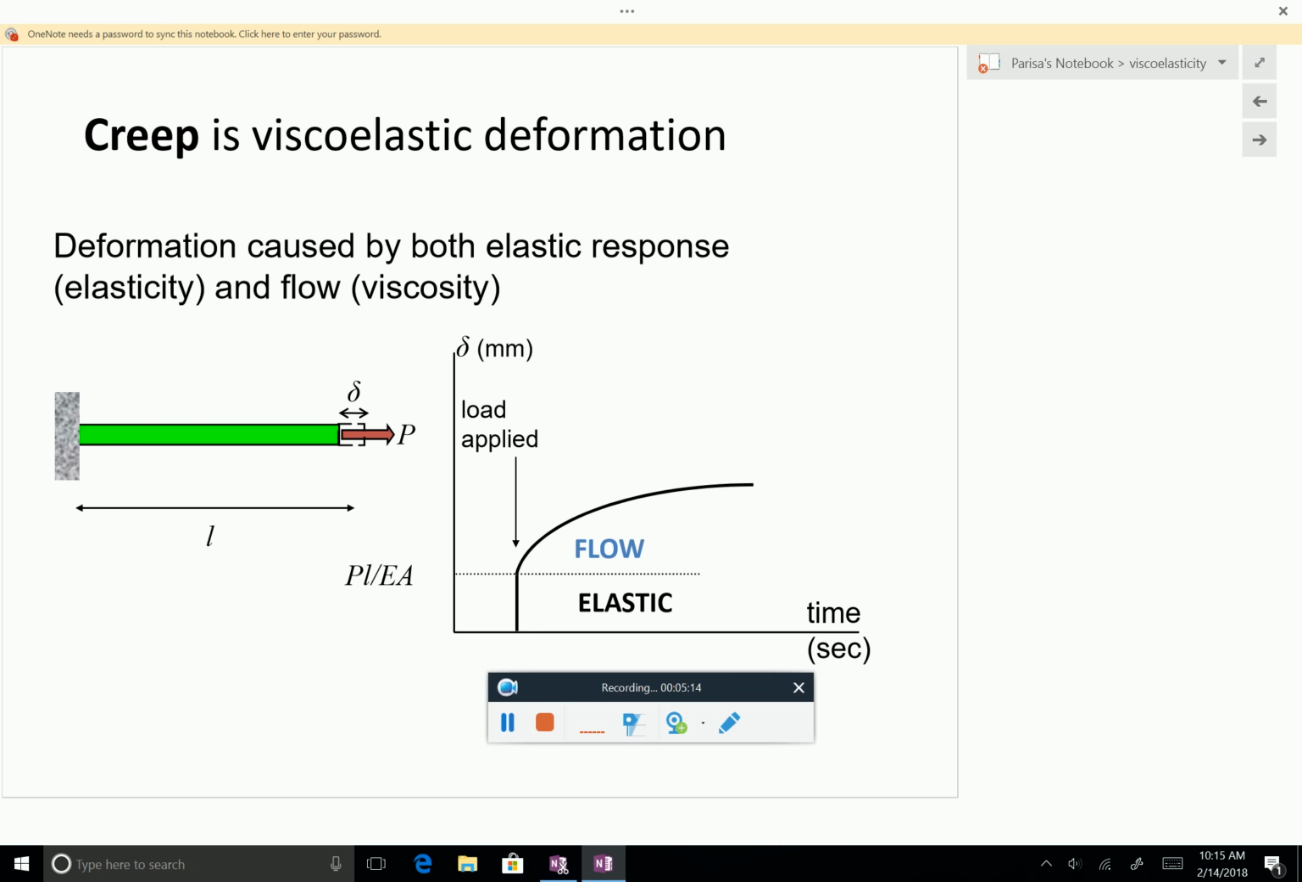Write it down for yourself, maybe that would be a good idea. Creep is increasing strain in response to constant stress. So stress here is constant. It's P over A. The elastic deformation is PL over EA, but then you start to have time-dependent deformation, which we call creep.